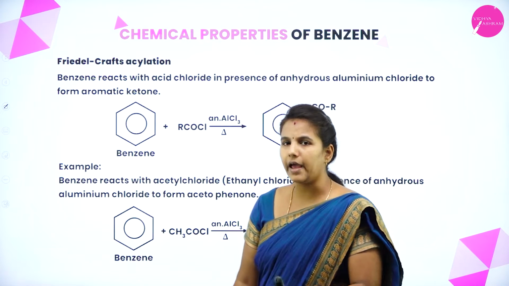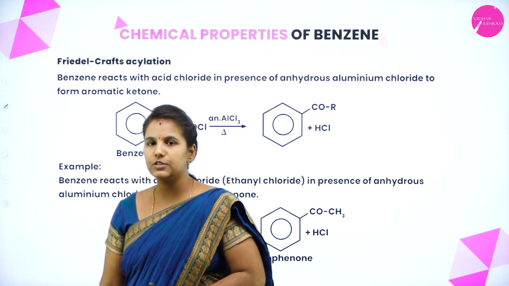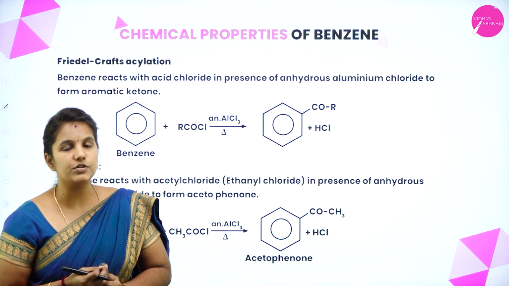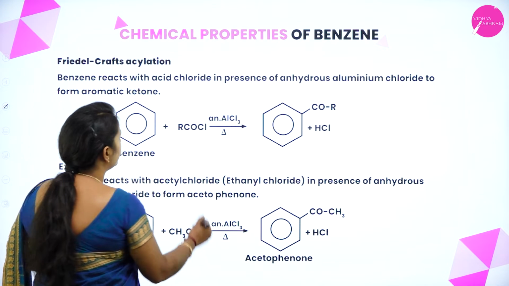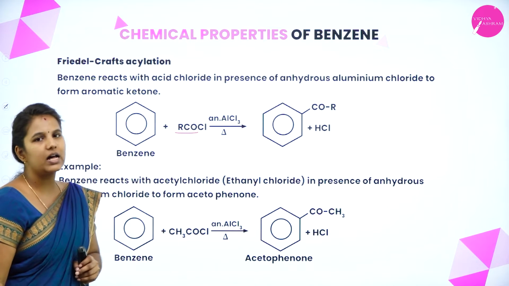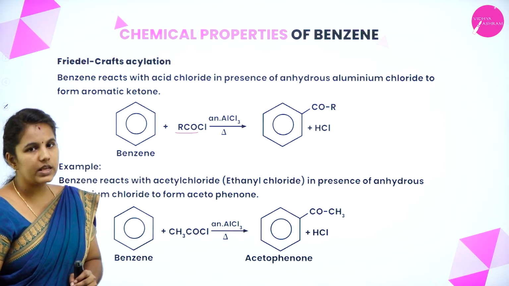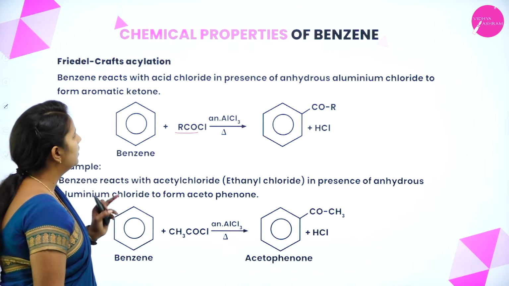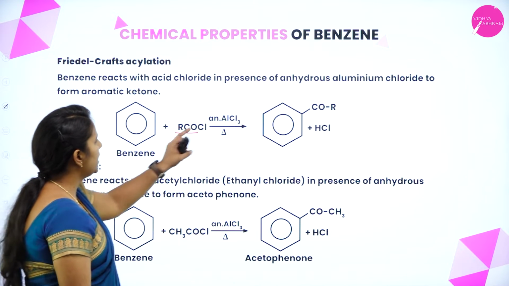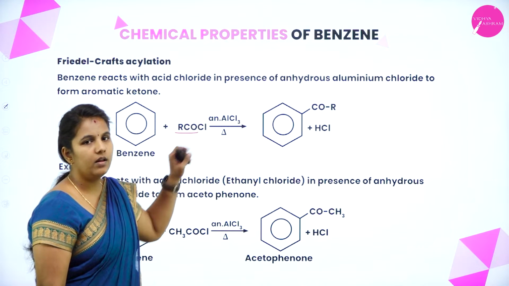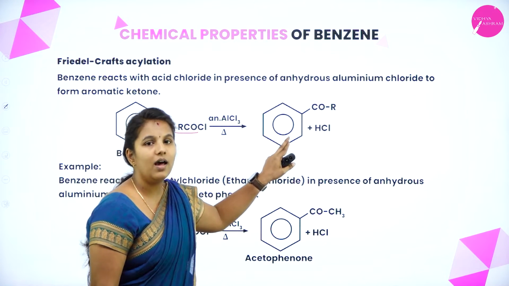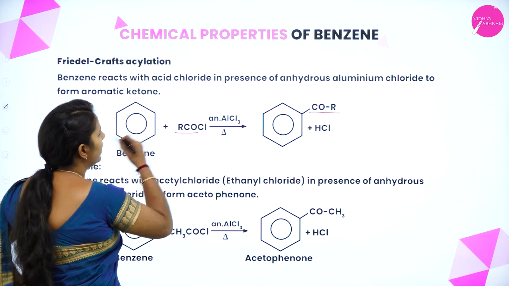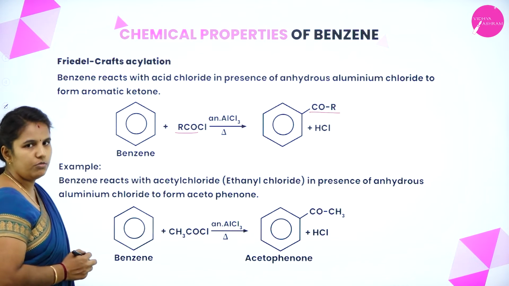Next is Friedel-Crafts acylation. The name itself shows that it is acylation. Here, the acyl group is introduced to the benzene ring. What is that acyl group? RCO is an acyl group. So here I have considered benzene, which is allowed to react with an acid chloride in the presence of anhydrous aluminium chloride. It gives rise to the acyl group, which is introduced to the benzene ring, with the elimination of HCl.